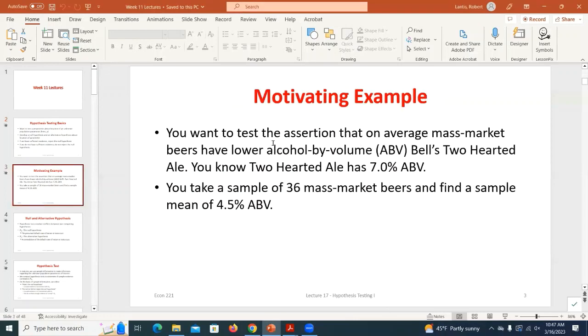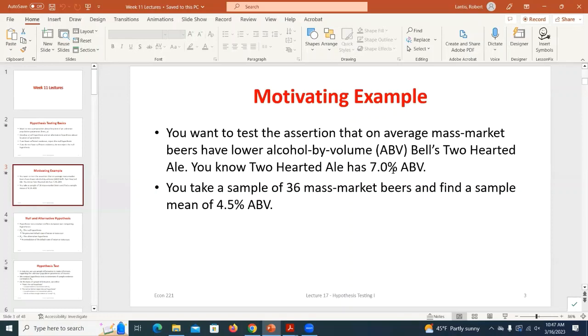So the motivating example that we're going to use is, let's assume I'm interested in the ABV of mass market beers. I want to know, do they have an ABV less than 7%? So I take a sample of 36 different mass market beers and I find a sample mean of 4.5. Initially that seems pretty inconsistent with what I'm assuming to be true, right? Or sorry, I'm assuming that it's less than 7%, and I found something that's pretty consistent with that.